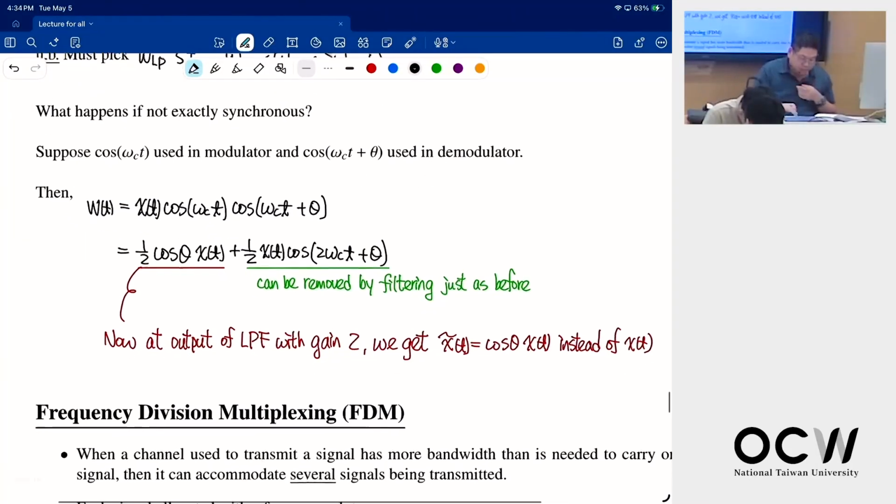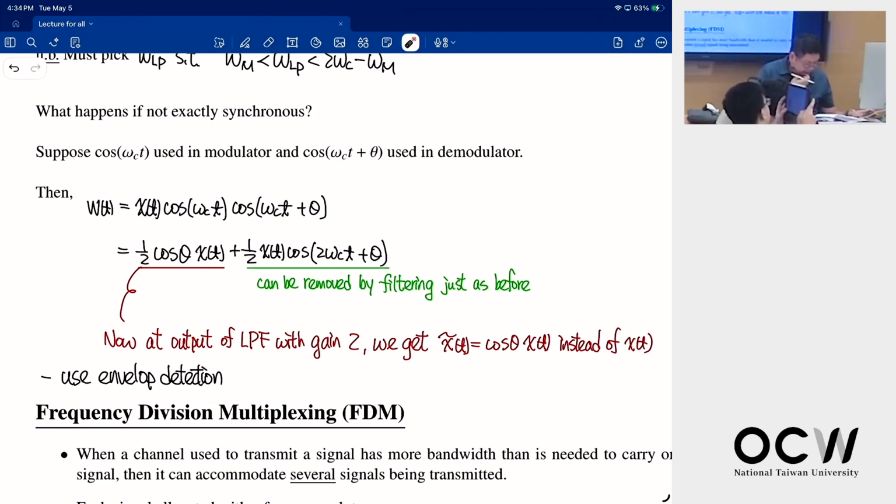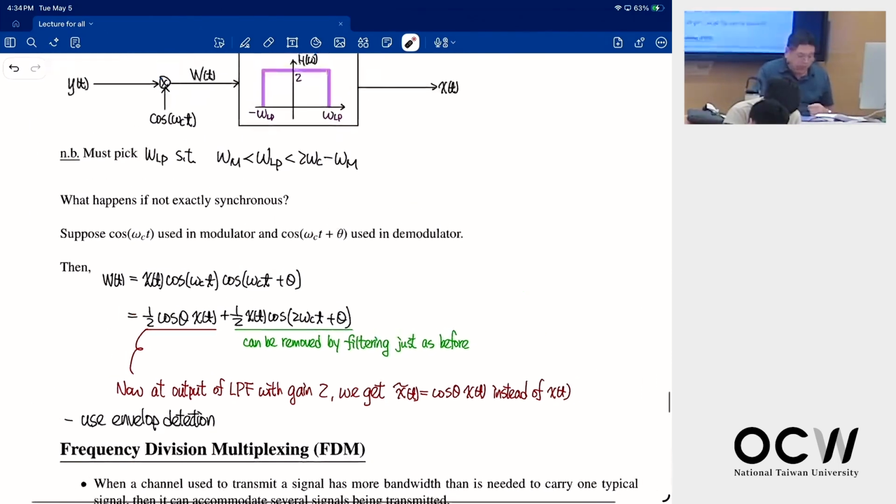So what should we do? If it is not just the x, we can use the envelope detection to do it. You can learn that in the advanced course. We also have the FM frequency modulation, but we won't talk about that here. I know some teams are doing this, so we may see that in the final week.